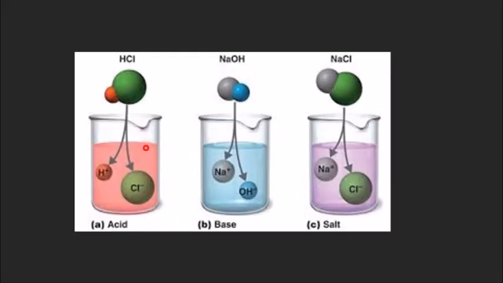Here, HCl is an acid. When we dissolve it in water, we get H+ and Cl-. These both are separated. Next is NaOH, which is a base. When it is dissolved in water, we get Na+ and OH-. NaCl is a salt. When you dissolve it in water, Na+ gets separated and Cl- gets separated.